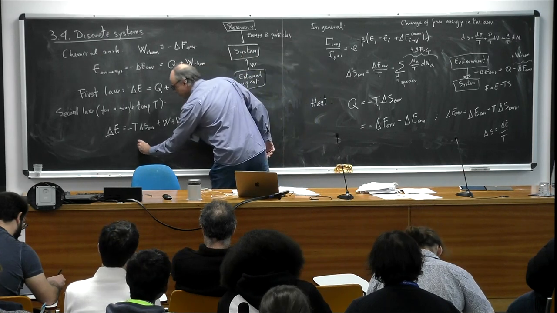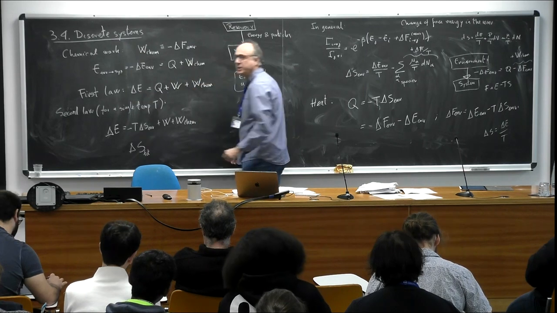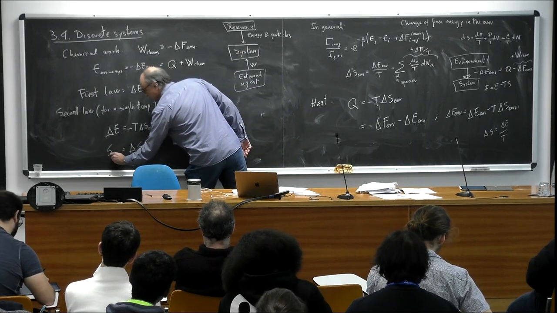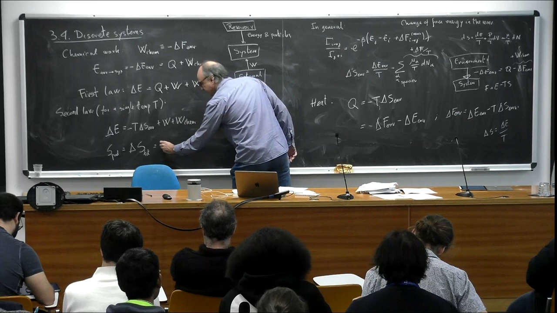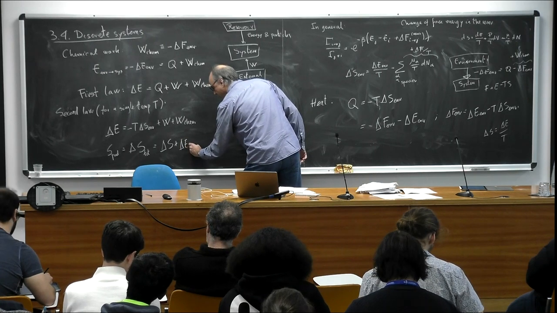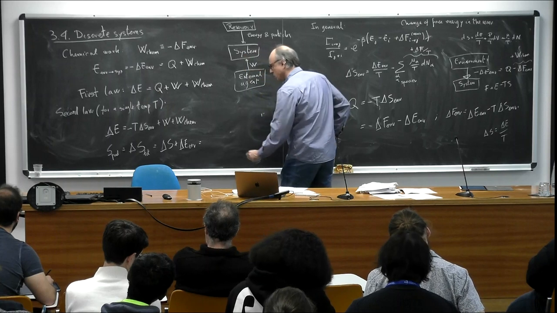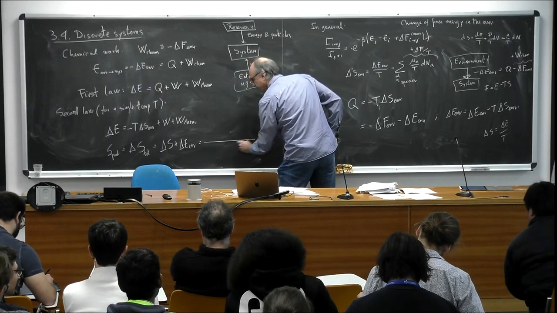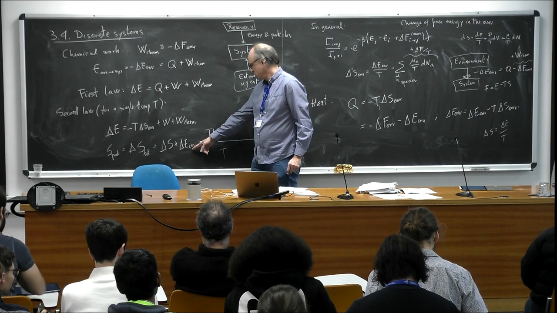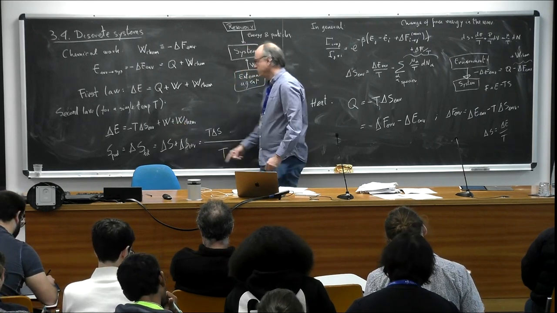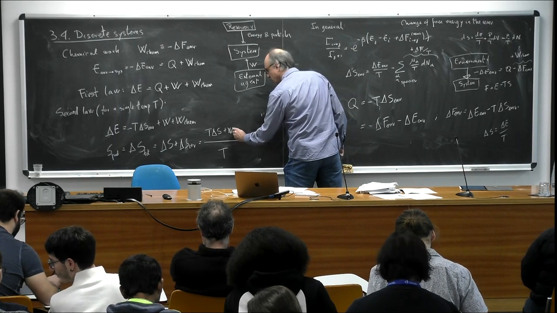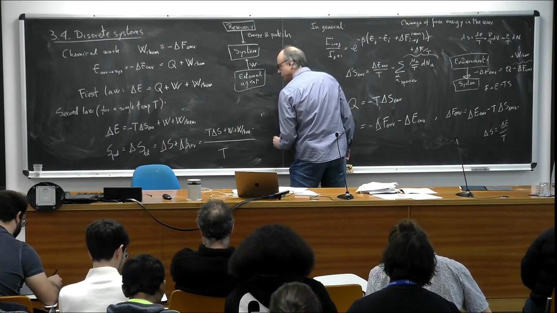And then if I compute the total entropy change, it's called the entropy production. This is the entropy of the system plus the entropy of the environment. And if I use this equation, I can multiply and divide the whole thing by T. If I use this equation for delta S environment, I have T delta S is equal to W plus W chem minus delta E.